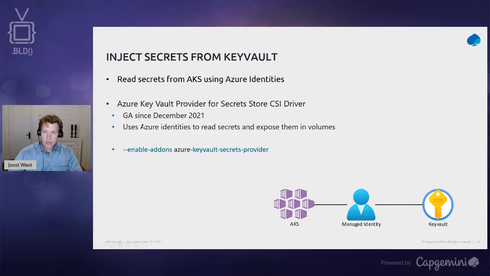And this uses Azure Identities to read secrets and expose them in volumes. You have to enable an add-on while activating AKS. You can also enable the add-on later, by the way. And it works slightly different, but quite interesting. Let's take a look at that.